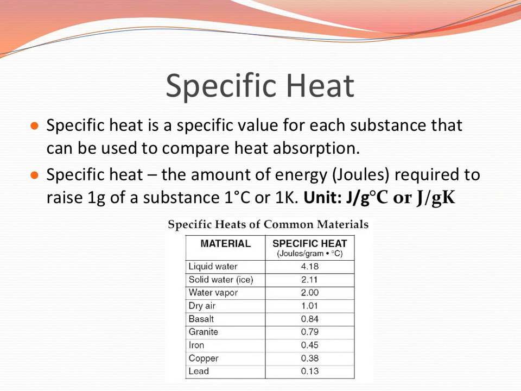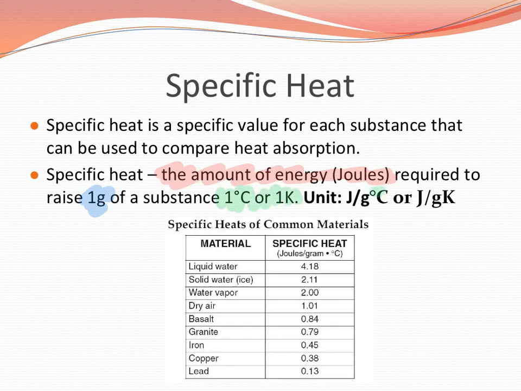So I already mentioned it, but this slide allows you to write down the actual definition of specific heat capacity. This is the value that determines how well a substance can heat up or cool down. It's the amount of energy in joules required to raise 1 gram of a substance 1 degree Celsius or 1 Kelvin. So as a result, that's how the unit comes out.